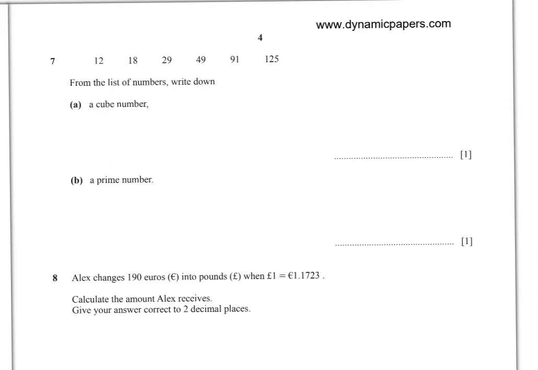Number 7, 12, 18, 29, 49, 91, 125. From the list of the numbers, write down a cube number. 125. A cube number has a cube root, which is 125. You can check with your calculator with a cube root. So 125. A prime number? 29 is a prime number, divisible by itself and 1 only.